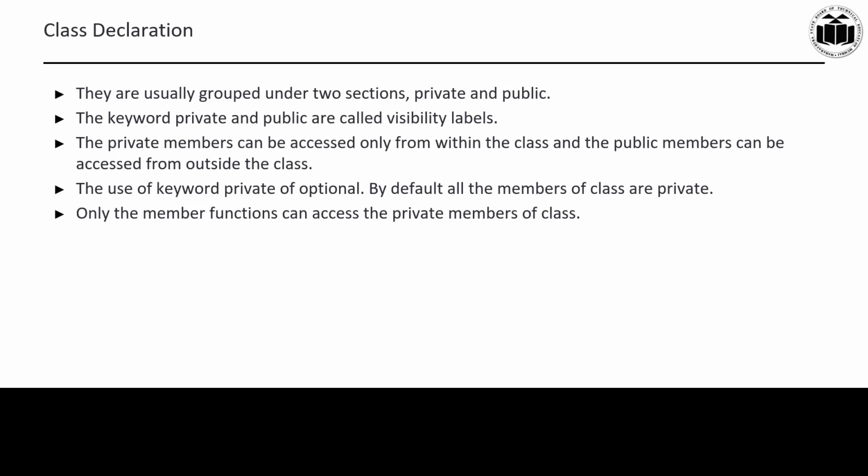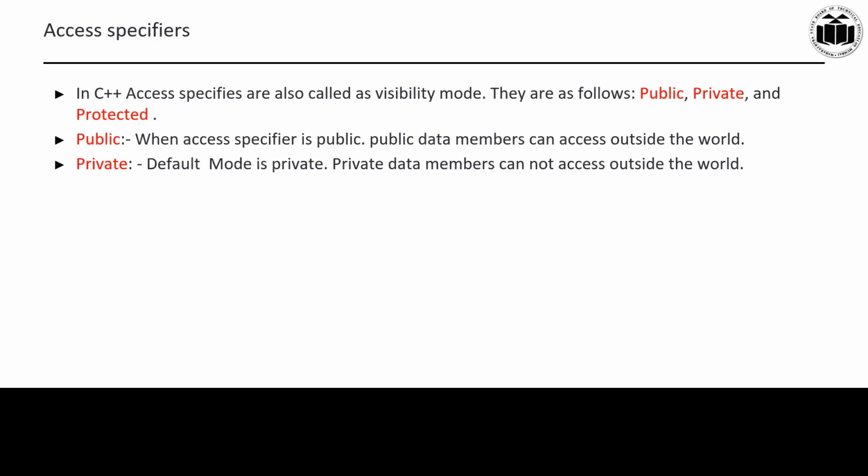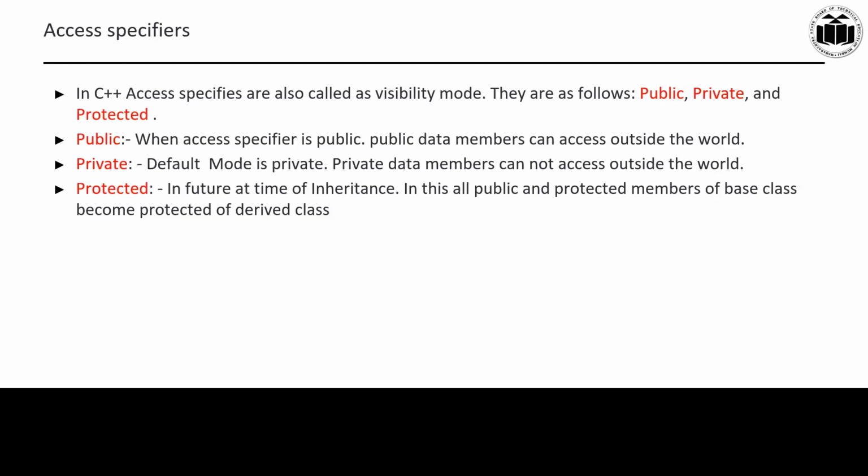By default, if you have not mentioned anything, then whatever data members and member functions you have declared for that class are considered private. Only a member function can access the private members of a class. So this is about the access specifiers. In C++, access specifiers are called visibility modes. They are public, private and protected. In your second unit you have only public and private. Protected you will see in unit 3.